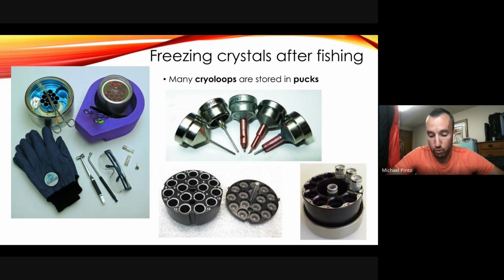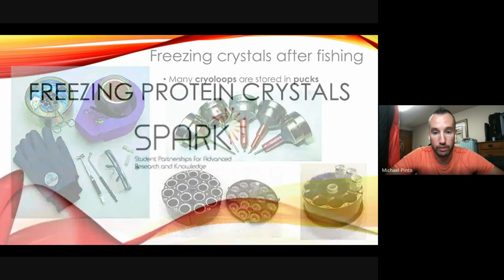And then when you have your time to go to the beamline and run it, you get a chance to then load the puck, and then a robotic arm comes in and takes individual cryo loops out one at a time to then analyze the samples. And we'll go over that process down the road with the robotic arms and everything.